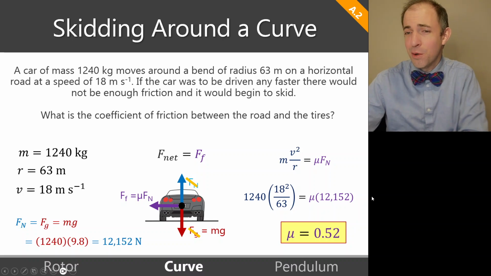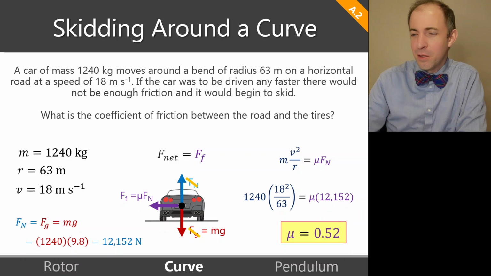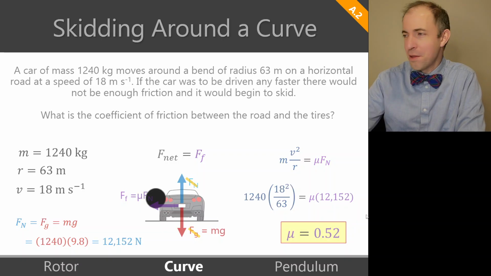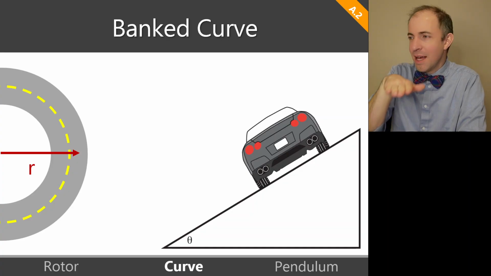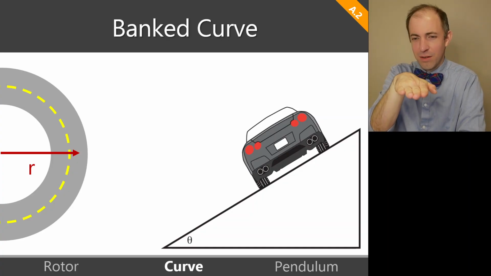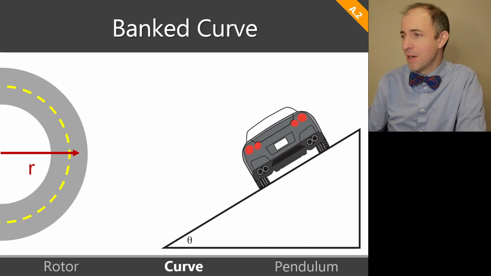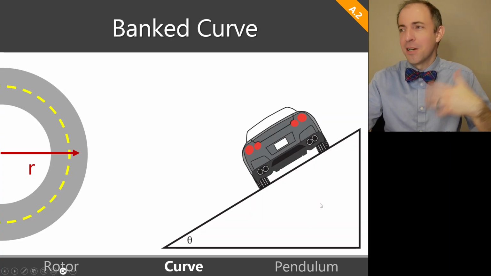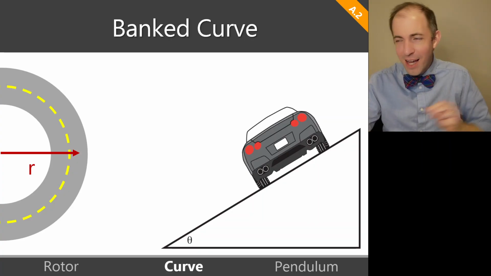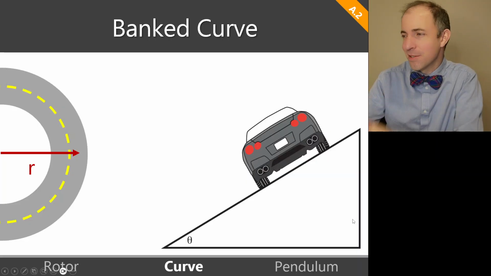You could do the same sort of math that we did with the rotor problem to do this without the mass. All right, if you were to take this curve, not on a perfectly horizontal road, but instead bank the road a little bit, it will actually allow you to go a little bit faster. That's why curves are banked on racetracks. They have a slope to them.